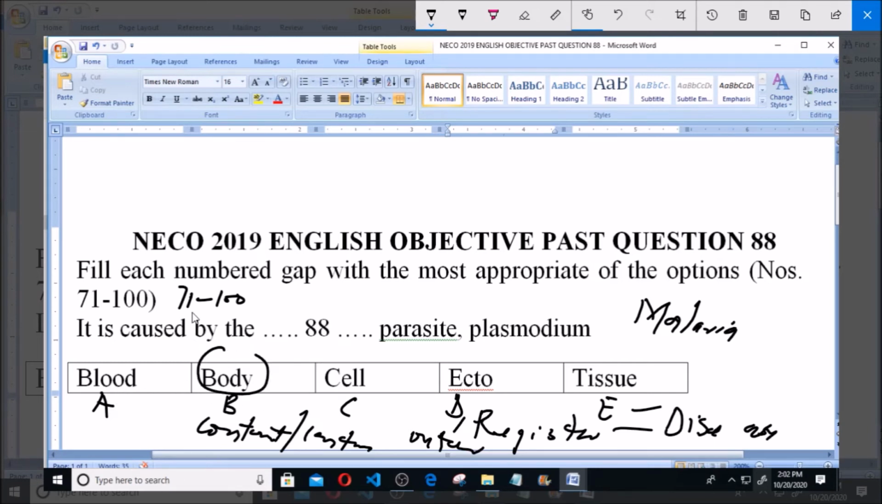So blood, so it is caused by the blood parasite plasmodium, because when mosquitoes sting, it stings from the outer part of the body or ecto, then it relates to the body, and at the end of the day it's developed to what we call malaria. So it's the body that reacts to that bite, and that has to do with the human blood. So option A is correct.